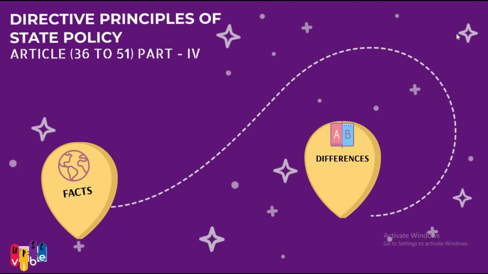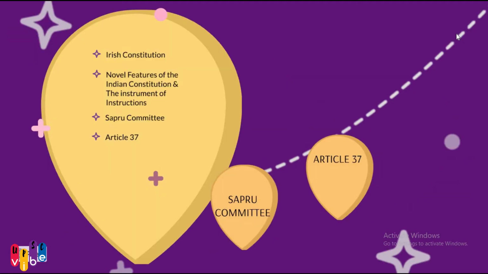In this video, we will be talking about a topic from Indian polity, the Directive Principles of State Policy. In the Indian Constitution, it has been given from Article 36 to 51, and it has been enshrined in Part 4. So DPSP, in short, has been derived from the Irish Constitution, from the country of Ireland.